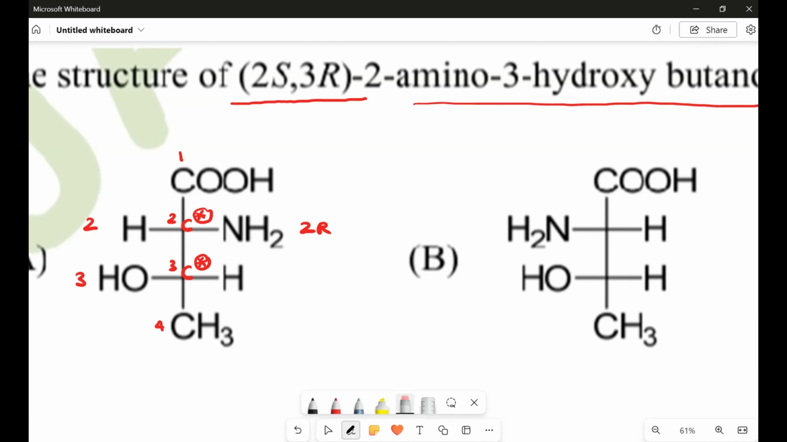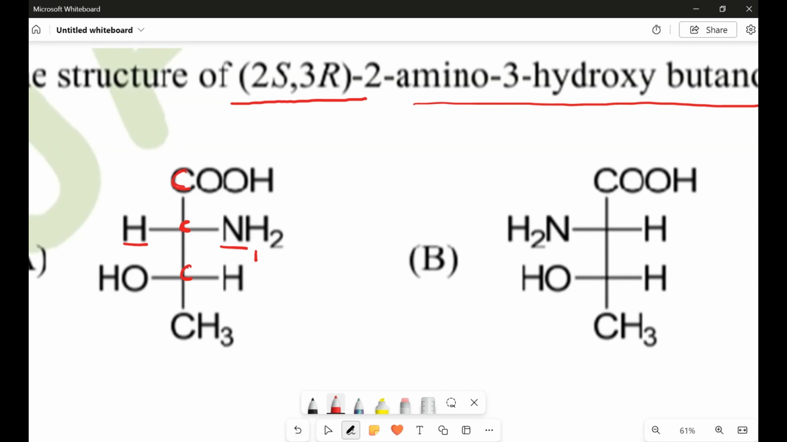First you have to do it one by one. So take the first carbon, this carbon. This particular carbon has nitrogen, hydrogen, the carbon below, and a carboxylic acid carbon. So you have four different atoms, so it is a chiral carbon. Now priority has to be given based on the atomic number of these atoms. Nitrogen gets the first priority. Then you have the carboxylic acid carbon and this carbon.